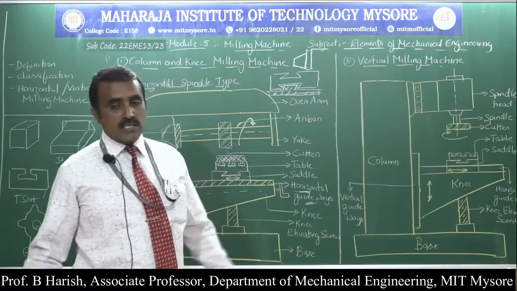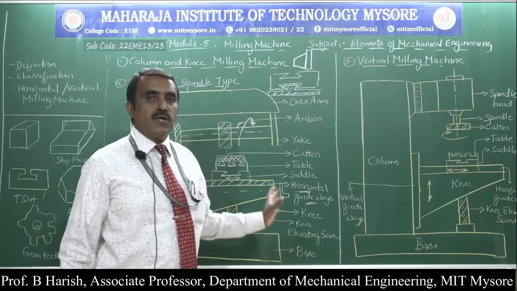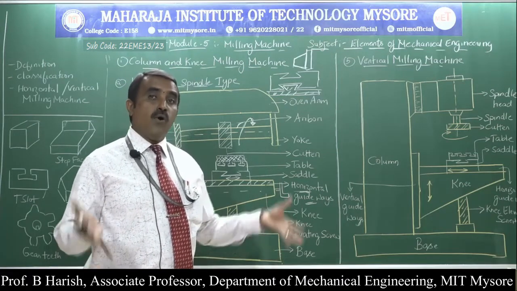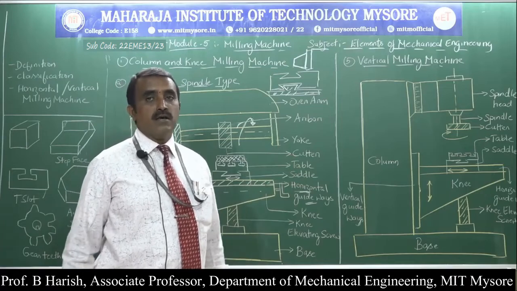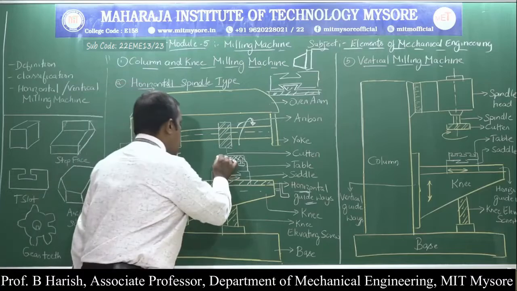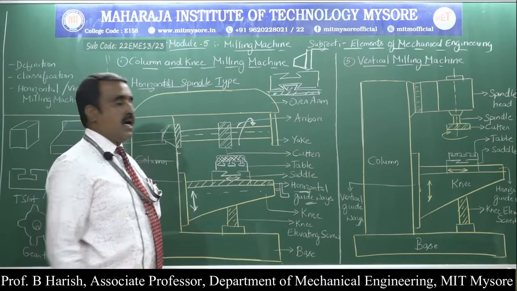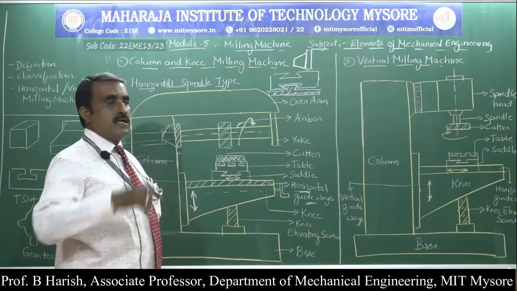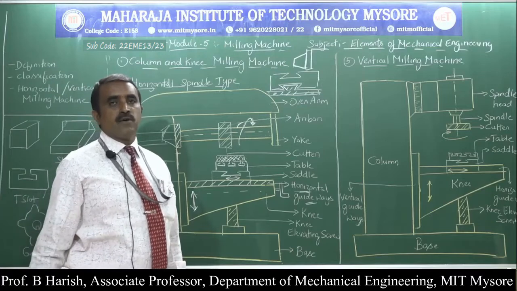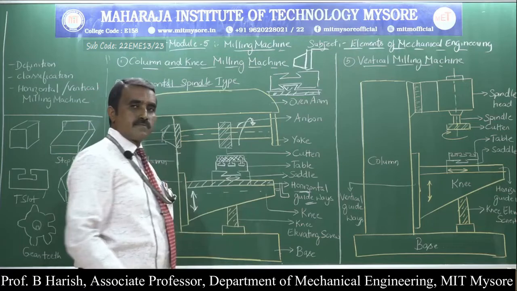Now once we know what a horizontal milling machine is, why it is called a horizontal milling machine, and the functions of the individual parts, we will move on to how an operation is performed in a horizontal milling machine. When you want to carry out an operation, initially the workpiece is fixed on the table. The workpiece is locked and the required type of tool is selected. As I told, depending upon the type of operation you are performing, you have to select that particular type of tool. That tool is fixed to the arbor.